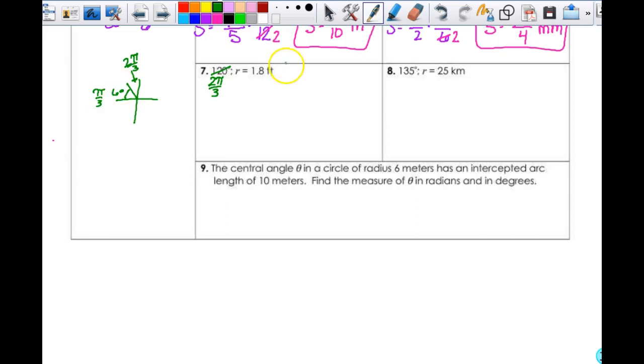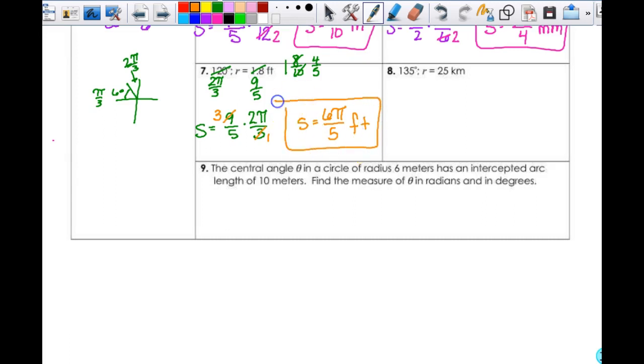All right, then this 1.8 would be 1 and 8/10, which we change that to 4/5, which as an improper fraction is what? 9 over 5. So then my arc length is the radius, which is 9/5, times theta, which is 2 pi over 3. Can I reduce? Yes. 3 goes into 9 3 times, into 3 once. So S is equal to 6 pi over 5 feet. Any questions at this point?